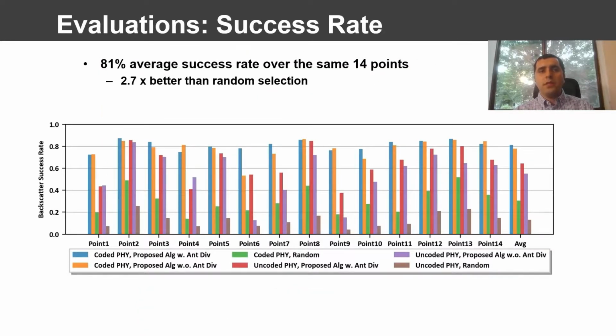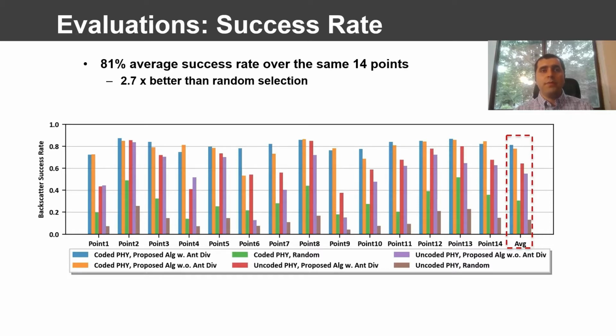We repeat the success rate test at the same 14 points using 3 different selection algorithms: random, proposed algorithm with antenna diversity, and without antenna diversity, for both BLE coded and uncoded files. Our evaluation showed that following the proposed algorithm with antenna diversity, we achieve 81% average success rate over all points, which is 2.7 times improvement compared to the random selection. For more evaluations, including antenna orientation effect, environment variation effect, and long-time evaluation, as well as a sample application, please refer to the paper.